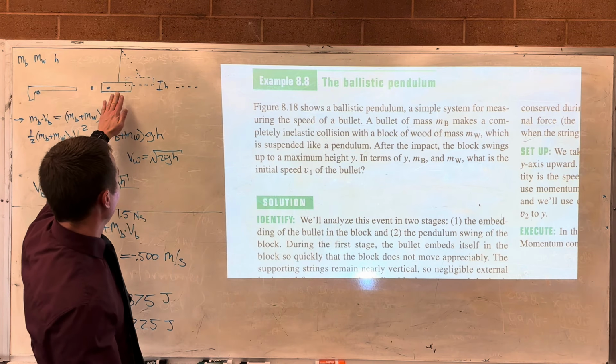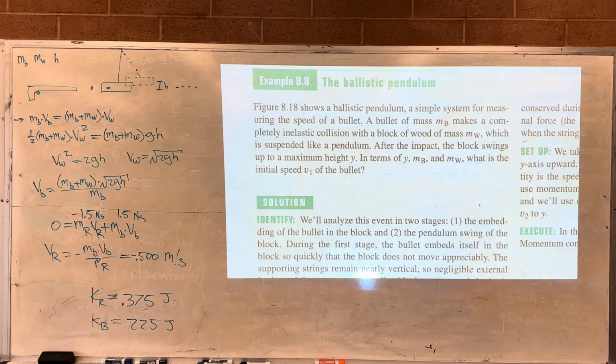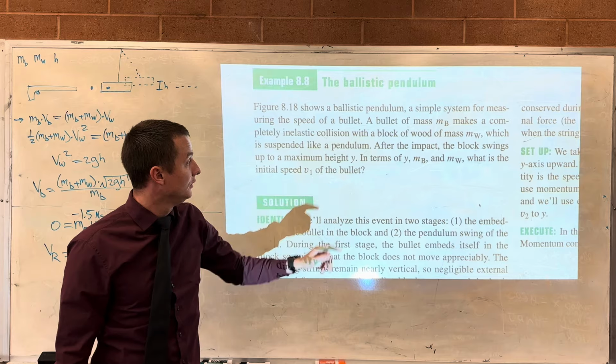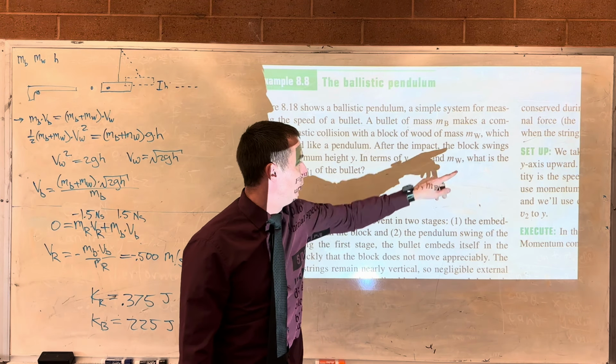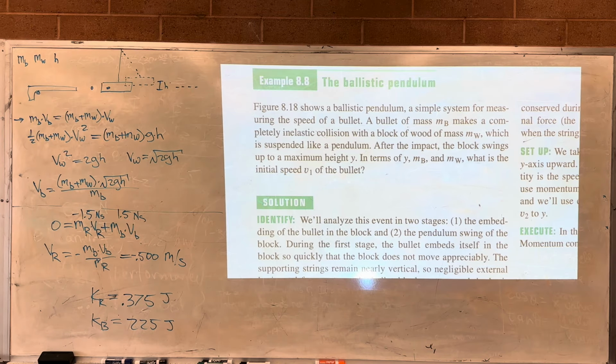The figure shows a ballistic pendulum, a simple system for measuring the speed of a bullet. A bullet of mass m_B makes a completely inelastic collision, so it gets embedded in a block of wood with mass m_W, which is suspended like a pendulum. After the impact, the block swings up to a maximum height y. We used h, they're using y. In terms of y, the mass of the bullet, and the mass of the wood, what is the initial speed of the bullet? Here's what we found for the speed of the bullet.